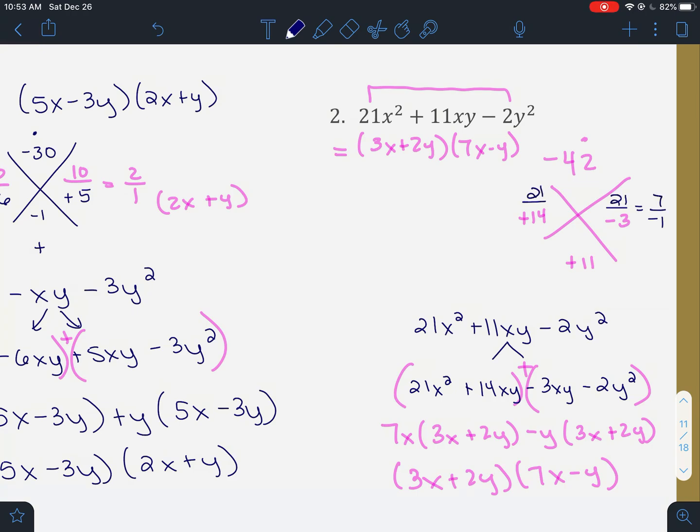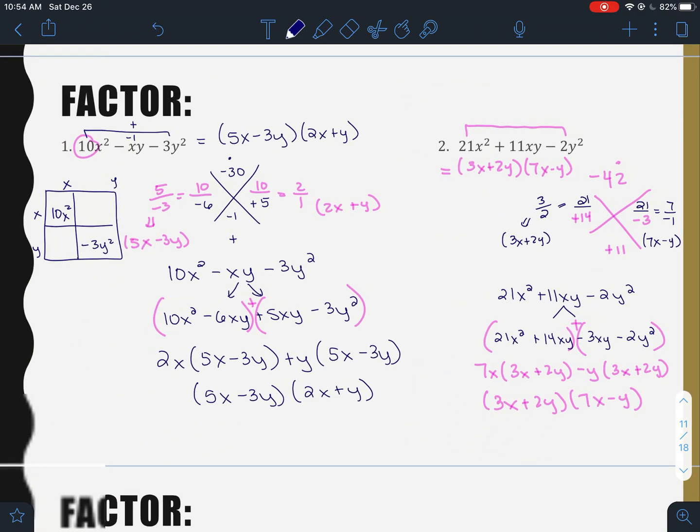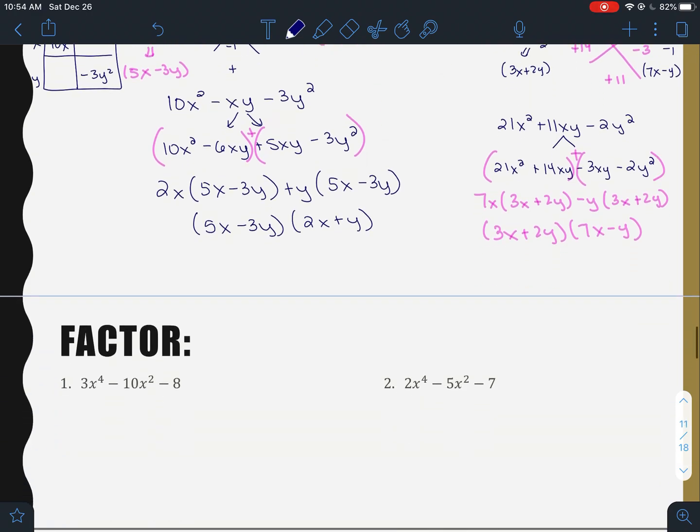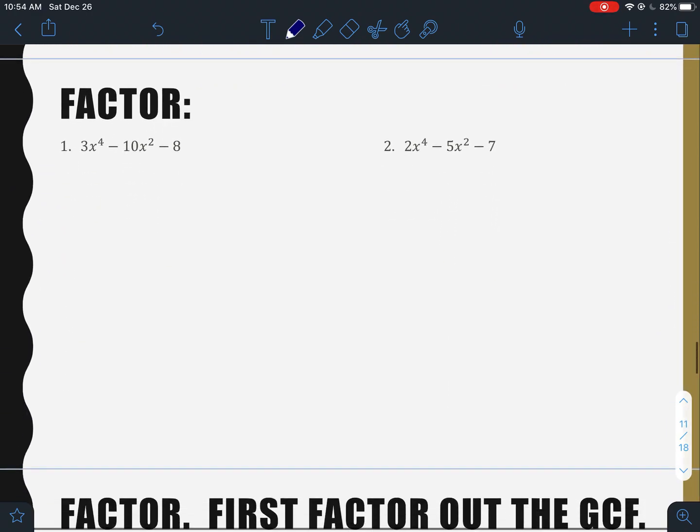Or you can take that 21 and put it as both numerators, and this would be 7 over negative 1, so this would be 7x minus 1y. And then this would be 3 over 2, so this would be 3x plus 2y. So that is factoring with the ax squared plus bx plus c when there's two variables involved.